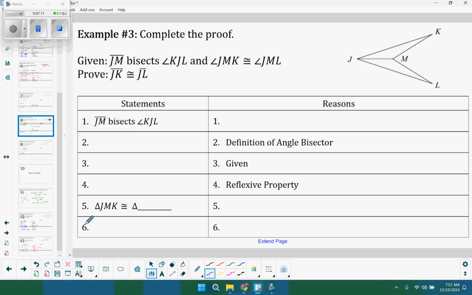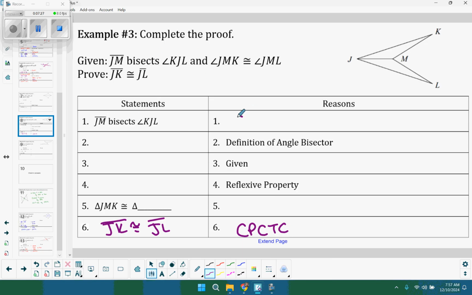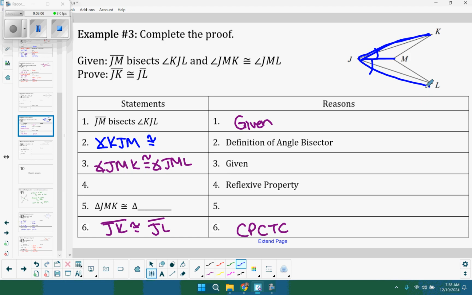It's nothing different. So here, segment JK is going to be congruent to segment JL. It's immediately following triangles are congruent, so I can fill in my reason as CPCTC. I also have JM bisects angle KJL was given. And step 3 was given as well, so that was angle JMK congruent to angle JML. So JM bisects angle KJL. I'm cutting angle KJL in half. Angle KJL was this big angle here. If I cut that angle in half, the two pieces of it will be the same. So the definition of bisector is going to be for angle KJM and angle LJM.